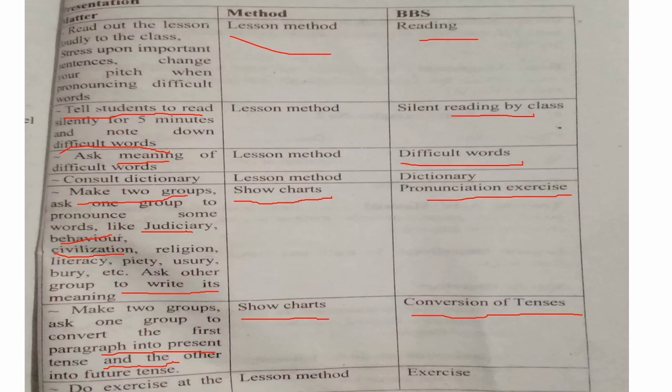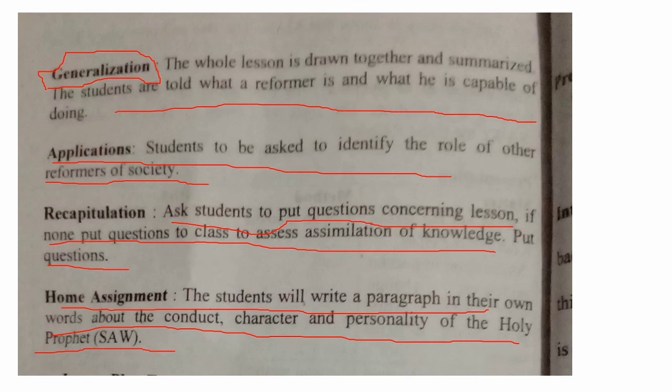In the last you will see the generalization. The whole lesson is drawn together and summarized. The students are told what a reformer is and what he is capable of doing. Who is the reformer? It means that in the end you discuss the whole concept of the lesson: who is the reformer, the qualities of the reformers, how the Holy Prophet sallallahu alaihi wasallam is a great reformer, how he revolutionized, how he changed the condition of Arabia.